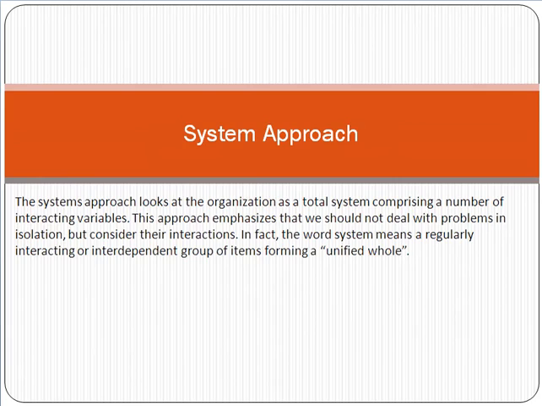Okay, the next one is the system approach. Friend, the system approach is another approach of organizational theory. In this approach, the system approach looks at the organization as a total system comprising a number of interacting variables. This approach emphasizes that we should not deal with problems in isolation but consider their interactions. In fact, the word system means a regularly interacting or interdependent group of items forming a unified whole. What does it mean, friend? Whenever we are taking decisions, we must consider the system as a whole.